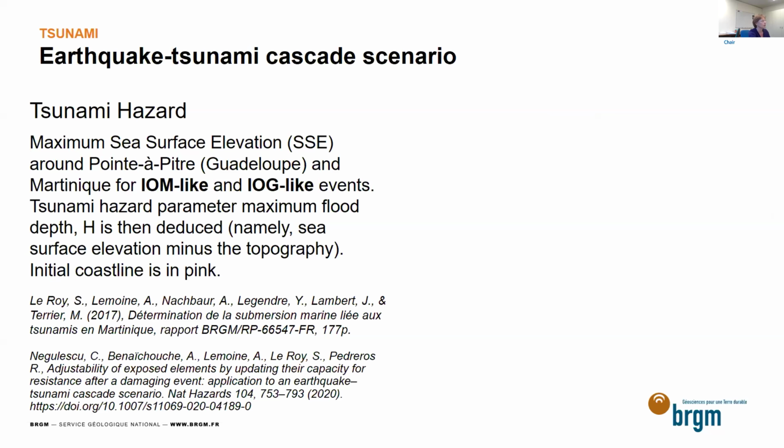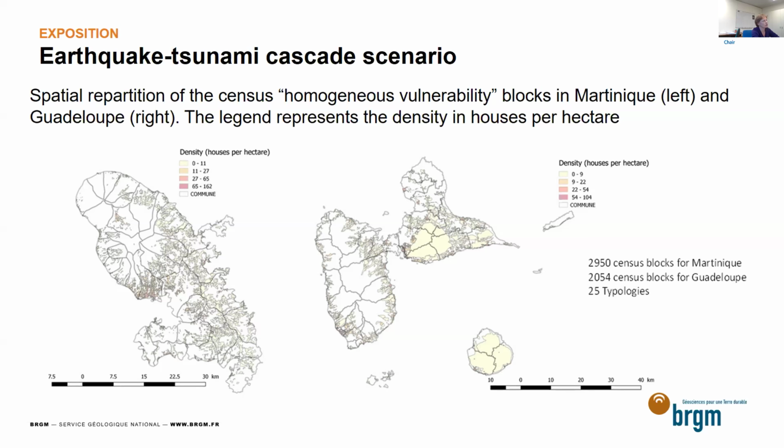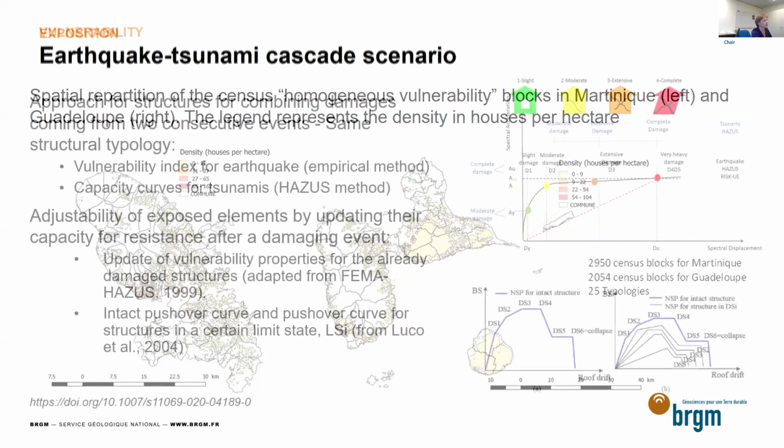For exposure, we had a project on these two islands, and we have the repartition of the different typologies. We have 25 typologies in the French West Indies, and we have homogeneous vulnerability census blocks. And we can see that for Martinique we have around 3,000, and for Guadeloupe around 2,000. So these typologies were evaluated after field trips during several years before this project. So these are quite representative of the typologies in the area of study.